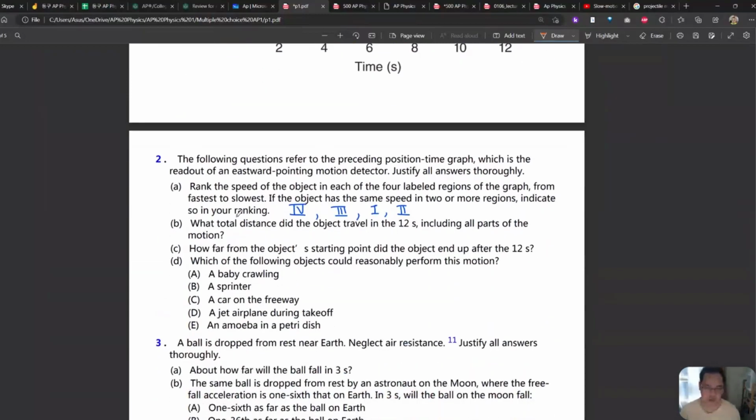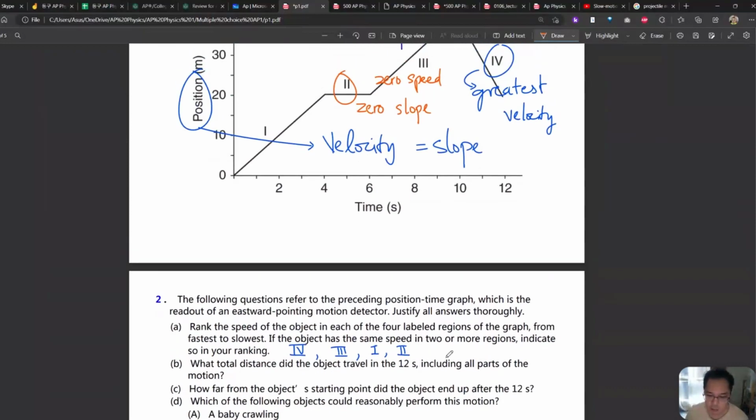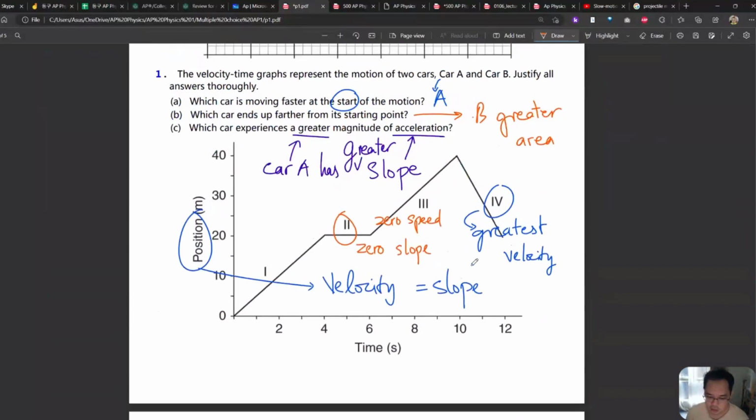Question B, what total distance did the object travel in 12 seconds, including all parts of the motion? How do we find the distance? 20 meters. Adding all the values, this is 20. You need to add all the values for the 4 parts in 12 seconds. The first part, the object traveled 20 meters. Change the color.